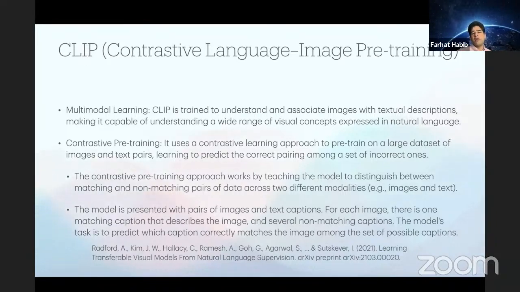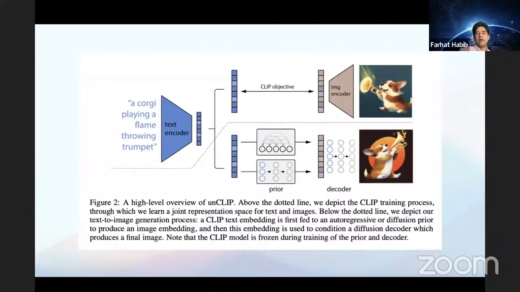And they performed something called contrastive pre-training. What contrastive pre-training does is teach the model to distinguish between matching and non-matching pairs of data. In this case, in the first case the image is matched to a particular caption, and in the second case the image is not matched to a particular caption. So what contrastive loss does is it tries to maximize the loss when it's different, and minimize it when it is the same. So you present the model with pairs of images and the corresponding text captions. And for each matching caption that describes the image, the model's task is to predict which caption correctly matches the image among the set of possible captions. So that is the CLIP model, which learns a joint representation of images and their corresponding prompts.